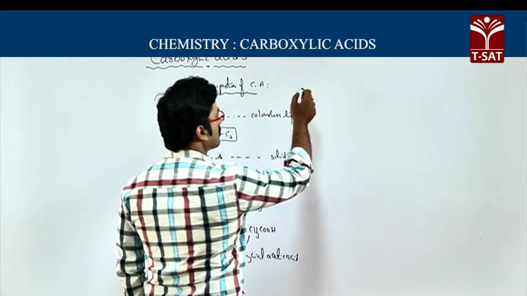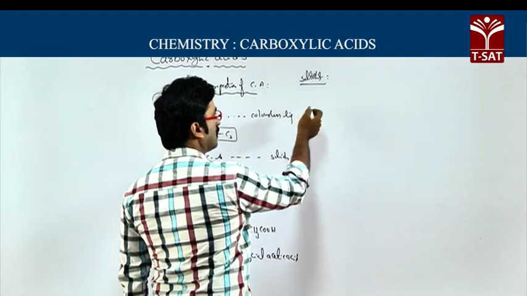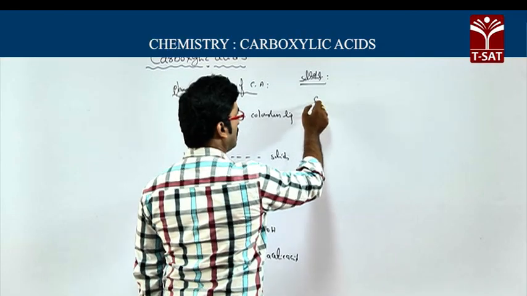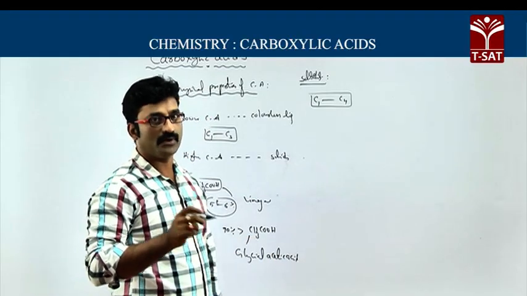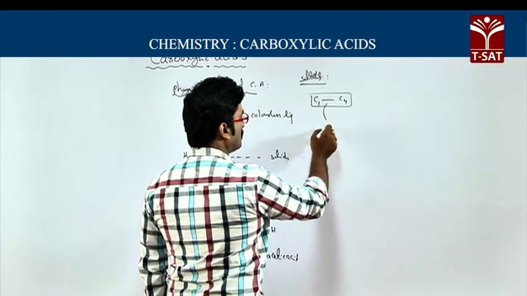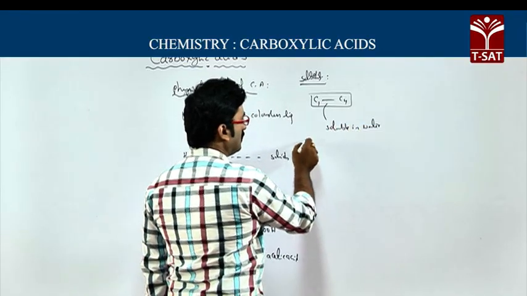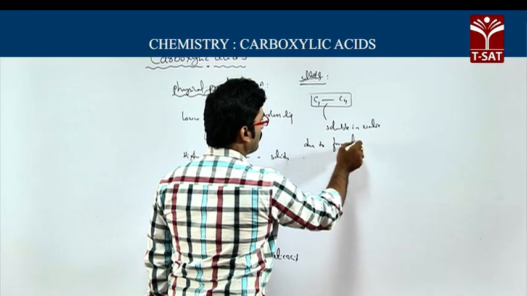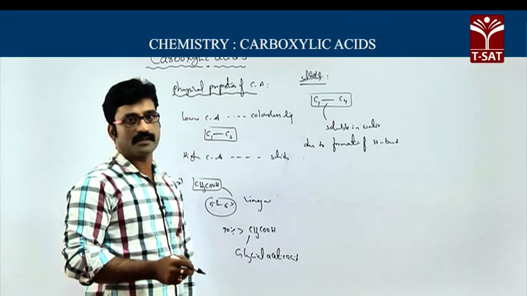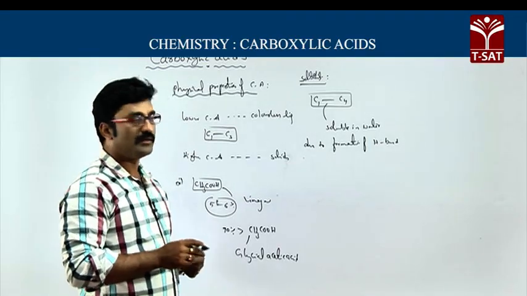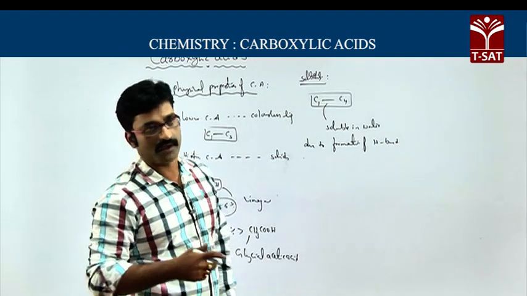And when it comes to the solubility of carboxylic acids, you know that lower carboxylic acids, which contain C1 to C4 carbon atoms, are soluble in water due to the formation of hydrogen bonds. Carboxylic acids can form hydrogen bonds with water. Because of that, these lower carboxylic acids are soluble in water.